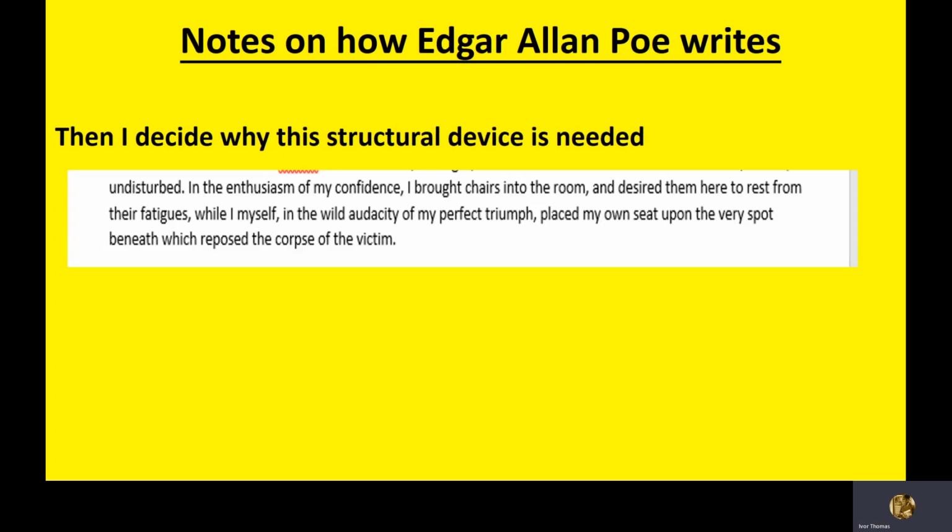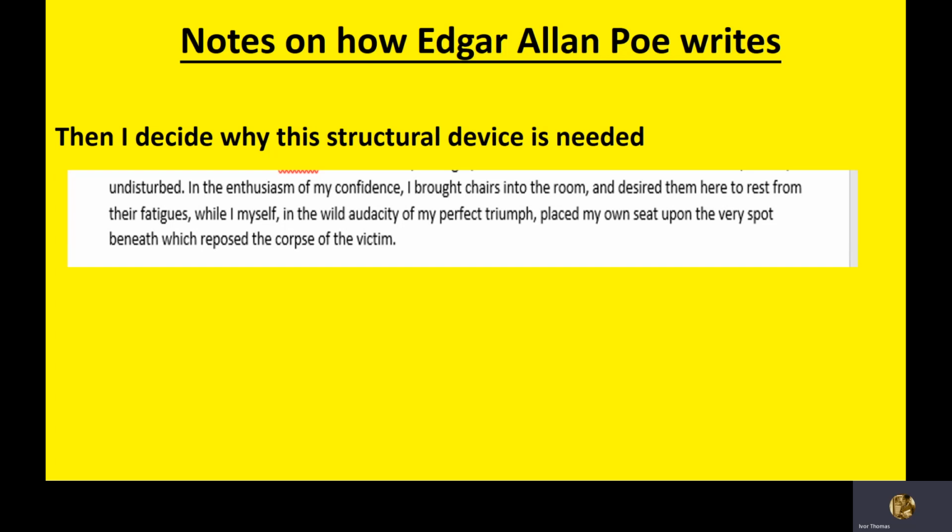Because. Why the structural device is needed? Because he wants to boast later on to the police. He wants to be presented as an overconfident man. So confident that he, second line, places his own seat upon the very spot beneath which reposed the corpse of the victim when he's being interviewed by the police later on. So that excitement is going to lead him into troubles. That's why the structural device is needed.